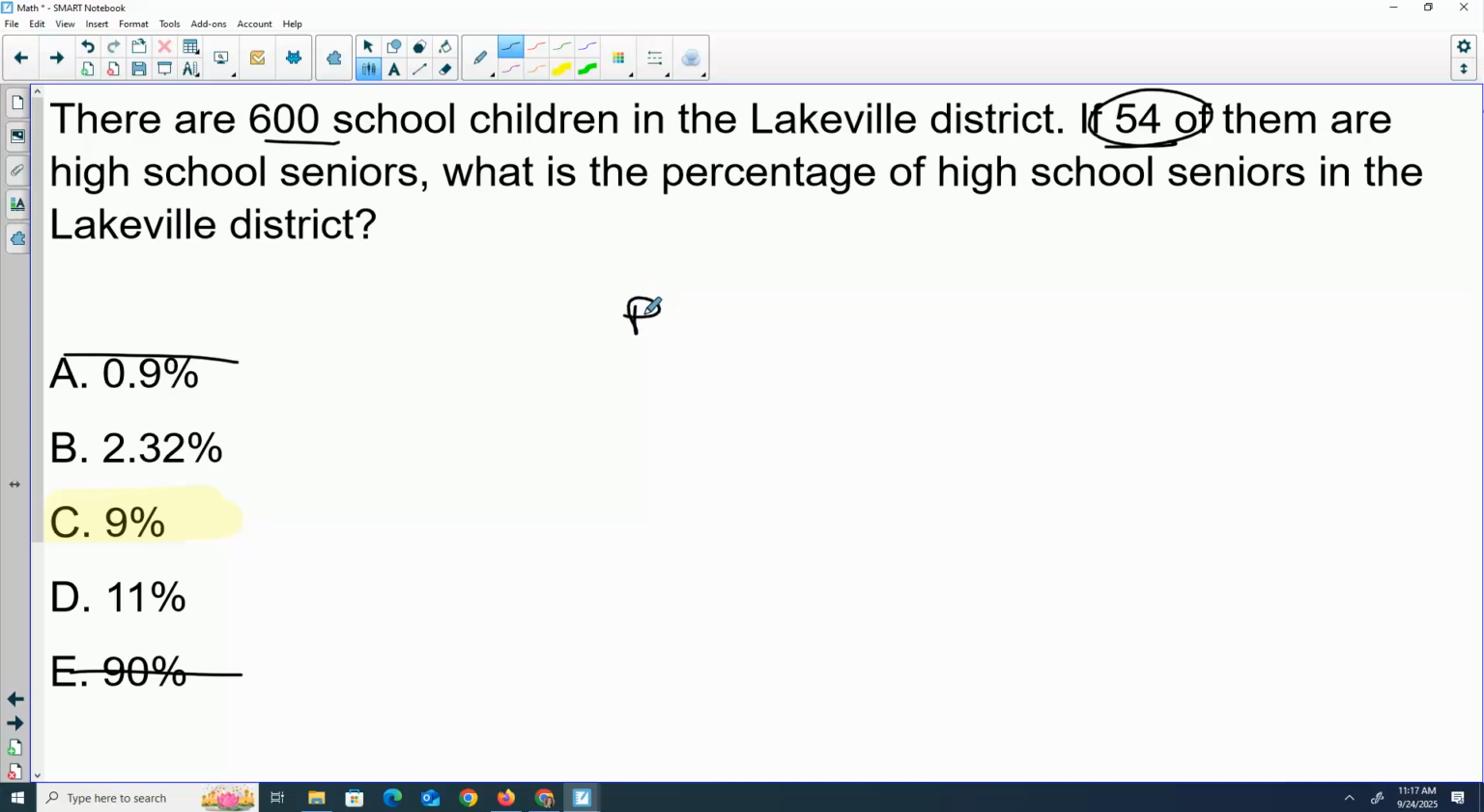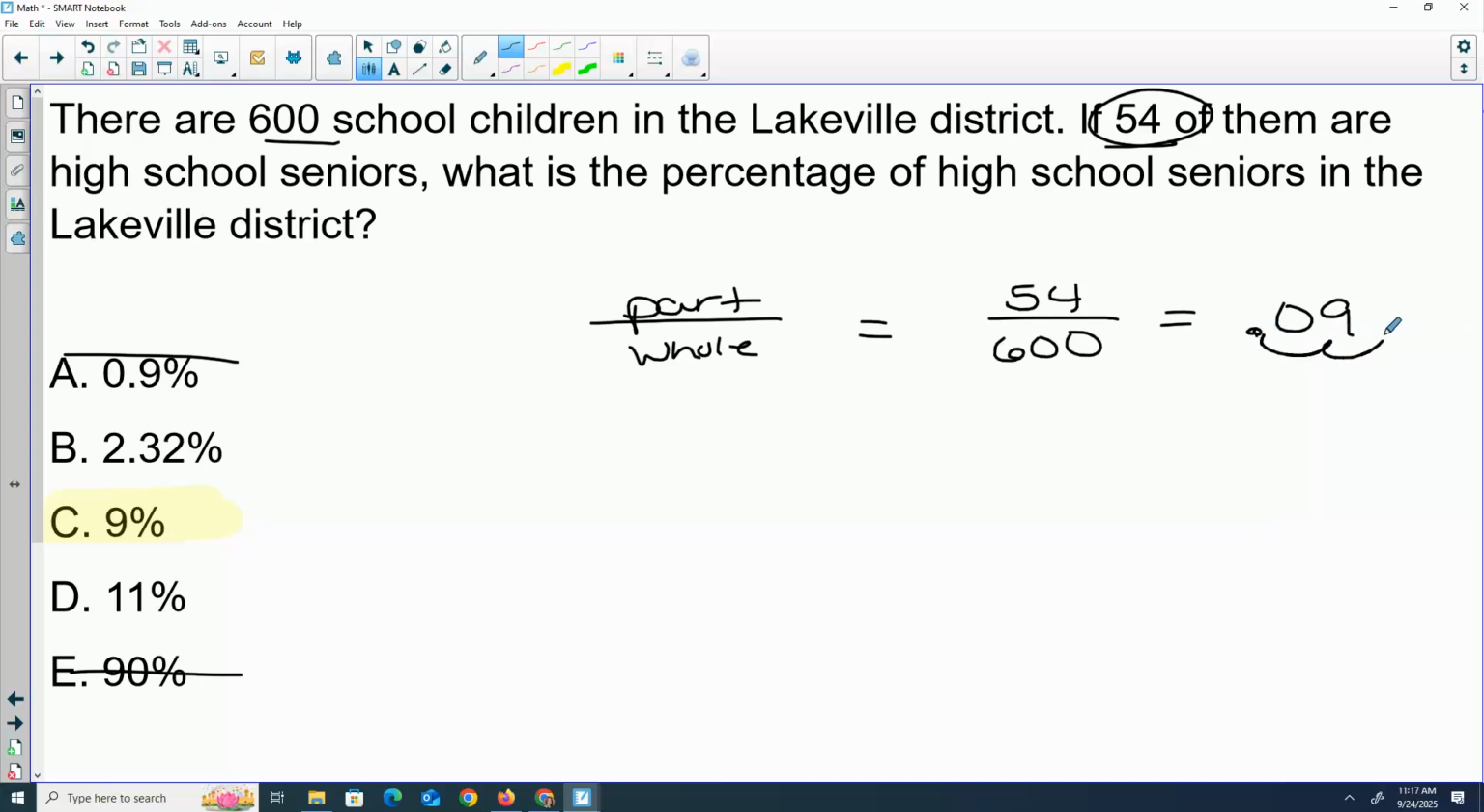But percents in general, it's just part over whole. Your part is your 54, the whole is your 600. The mistake people make is they get 0.09 and forget what to do with the decimals. So that is a common mistake right here. Remember, this is like saying 9 out of 100. So to get your percent, you always take it times 100 or move your decimal 2 spots. So that's where our 9% came from.